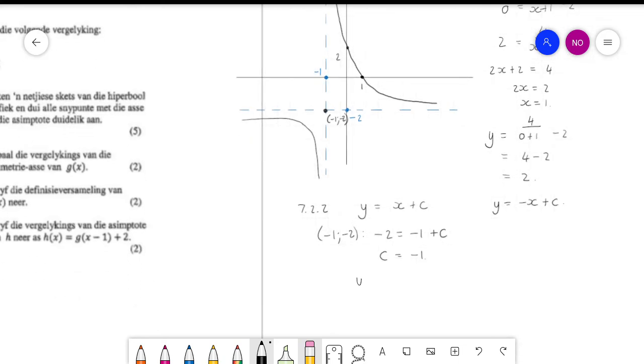So the one will be y is equal to x minus 1. And then I do the same with this one.